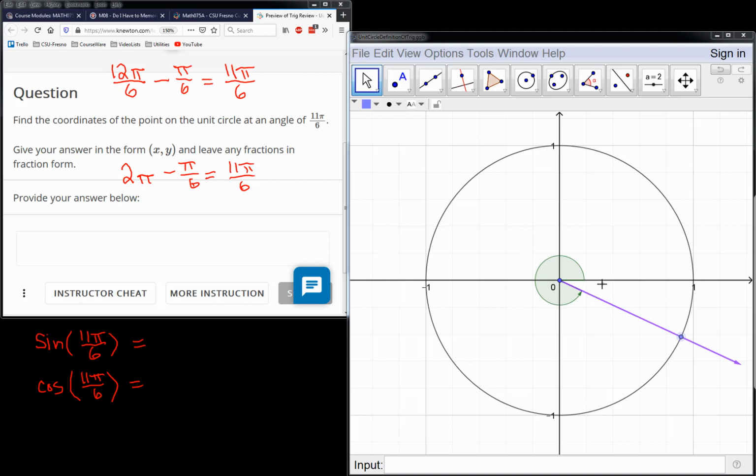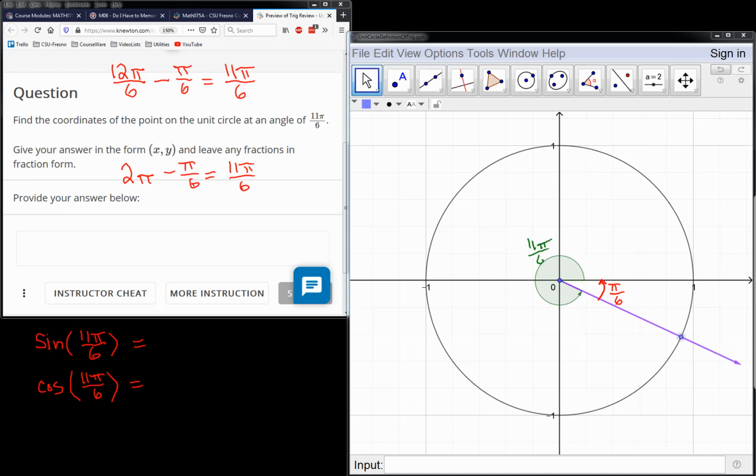I would say this angle right here, that angle right there is pi over 6, because that's how short of a complete revolution we are. So all right, just so we label everything here, the big green angle, that's 11 pi over 6.